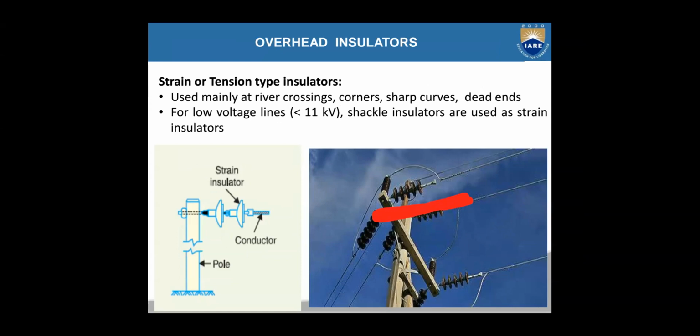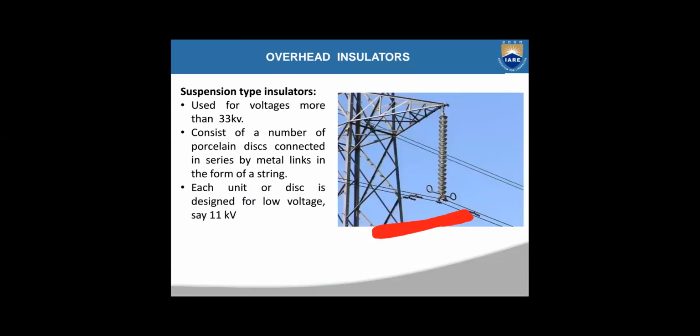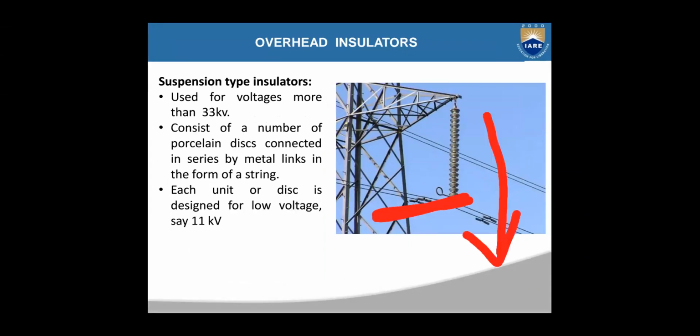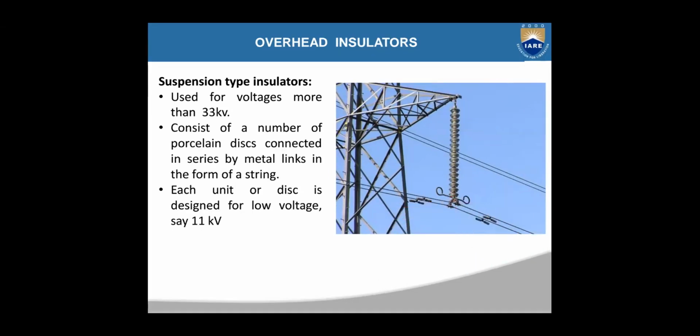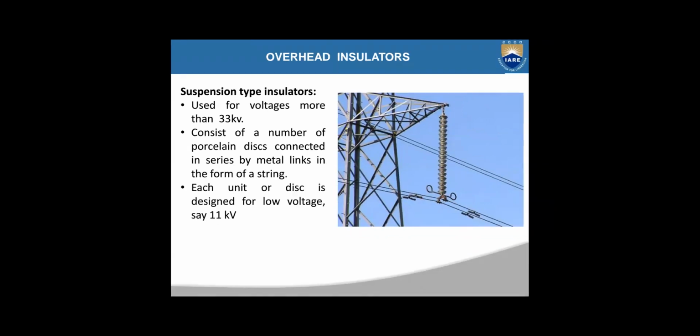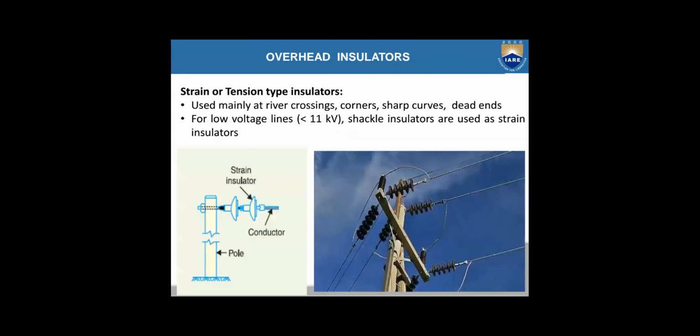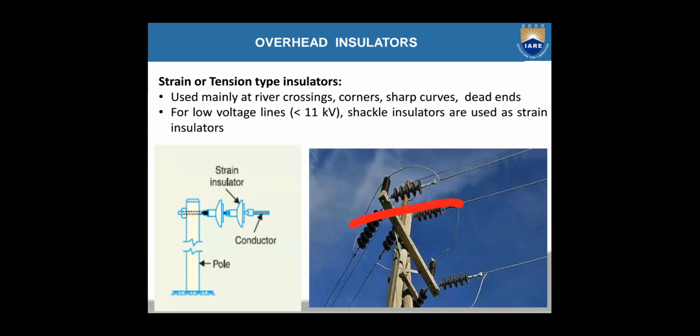If you observe the previous slide, the suspension type insulators are placed vertically, hung from the cross arm. But in the case of the strain type insulator, they are placed horizontally. You see here, they are placed horizontally, and the design is almost similar to the suspension type. A strain type insulator also has a number of discs connected in series. Each disc may be designed for 11 kV also.